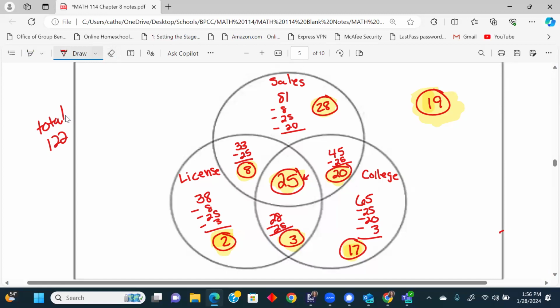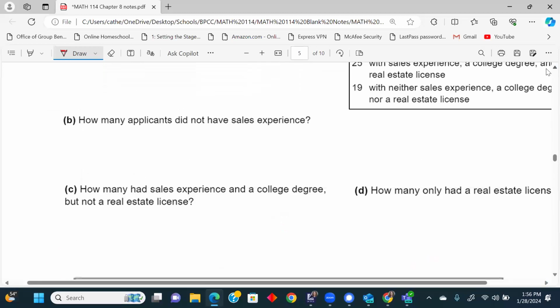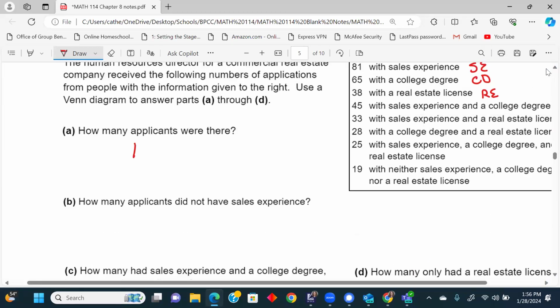I am notorious for putting the wrong numbers in because I go too fast. So just take your time. All right, so it's 122. I just counted up all the highlighted numbers. This diagram represents 122 people.